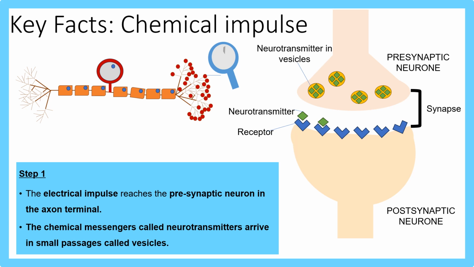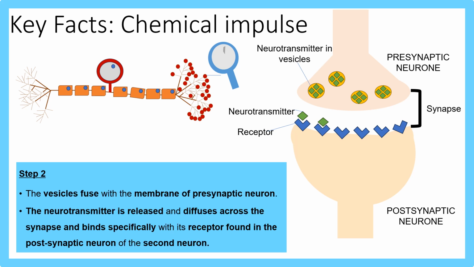So the electrical impulse reaches the presynaptic neuron in the axon terminal. So with the vesicles, they fuse, okay, they adhere to the membrane of the presynaptic neuron. And this allows the neurotransmitter to be released and then diffuse across the synapse and bind specifically with its receptor on the postsynaptic neuron of the second neuron. So that is how information is transmitted.